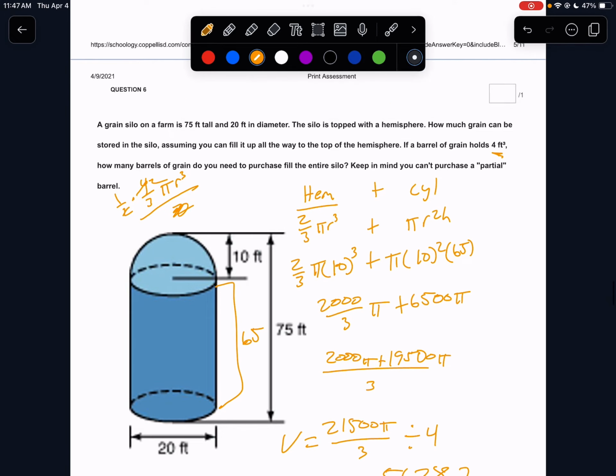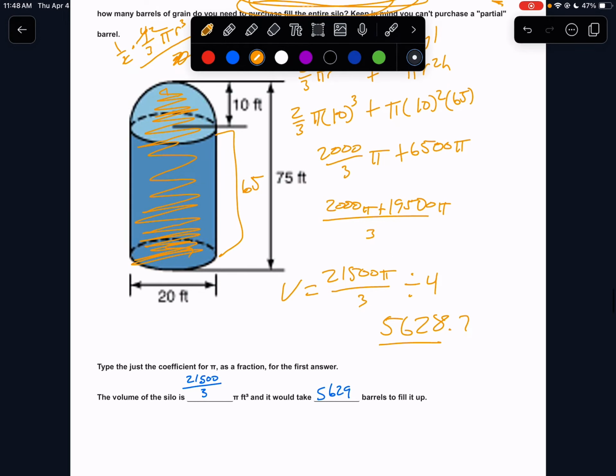But it says we want to fill the silo entirely, right? Fill it all the way to the top of the hemisphere. We are filling in the entire thing. So if we buy 5628, that would not be enough. We must buy 5629. We will have some left over, but there's no mention of us caring about that. So it's okay to have extra in this particular case. They want to fill the entire thing, so we got to make sure we have enough to do that.